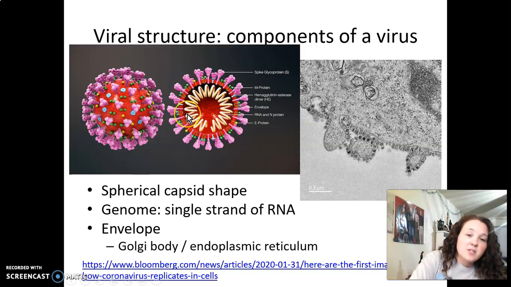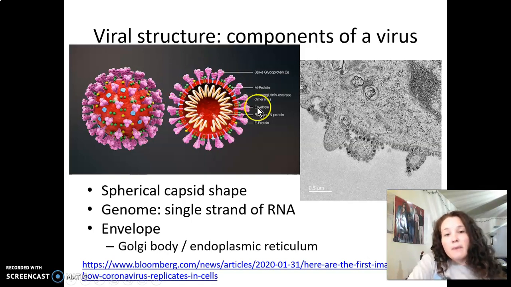This is a general drawing of the virus. It's got a spherical shape. The genome is a single strand of DNA, or RNA. It's not DNA, it's RNA. It has an envelope, and it's made in the Golgi body and the endoplasmic reticulum. And I want you to take note of these spike glycoproteins.